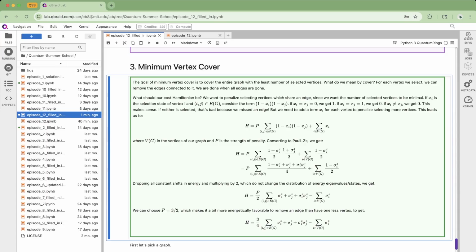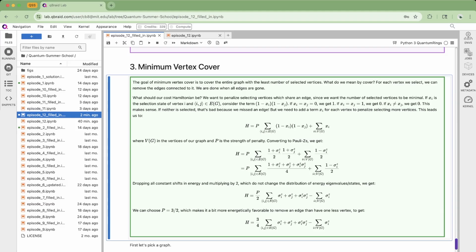So basically what we see here is that if neither i nor j was selected, we're penalized, because that means that we missed an edge, which is really bad because we need to hit all of the edges. But if one or both of them are selected, then we just get 0. But then we ideally don't want to select both of them because that's overkill. So then we also want to penalize selecting more vertices.